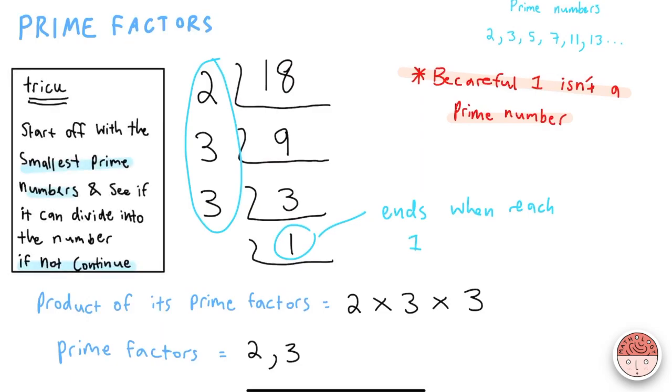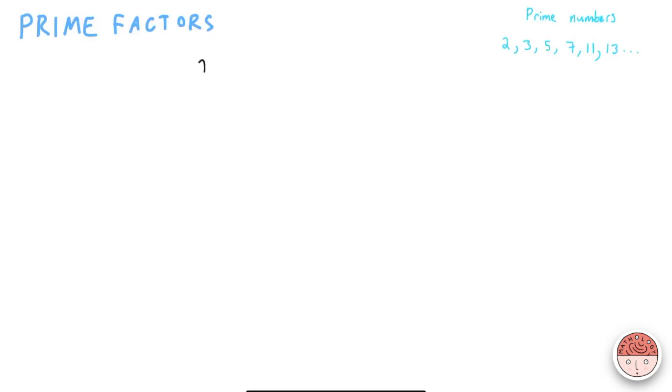The trick to prime factor finding is to start off with the smallest prime numbers and see if it can divide into the number. If it doesn't, then you continue on to the next prime number. Usually in an IGCSE exam, prime numbers never typically exceed 29, so I definitely recommend that you memorize prime numbers up to 29, because this would definitely help speed up your calculations. To make sure that you really understand prime factorization, here's another example.